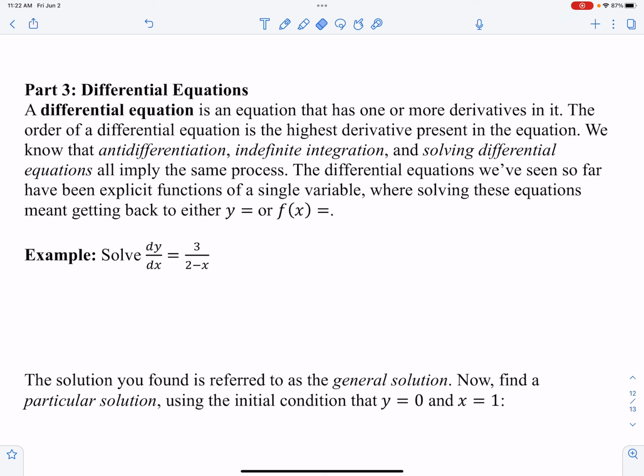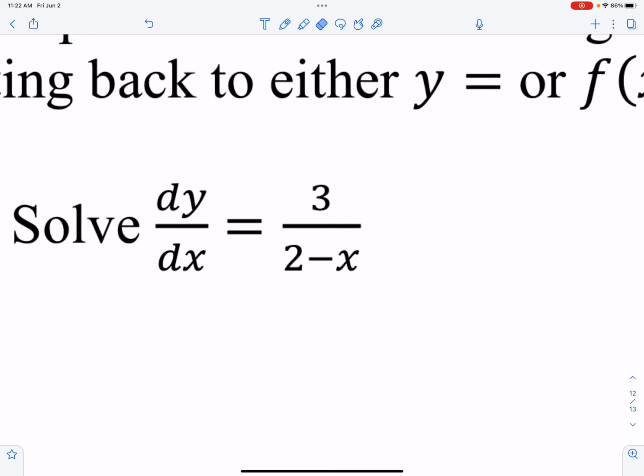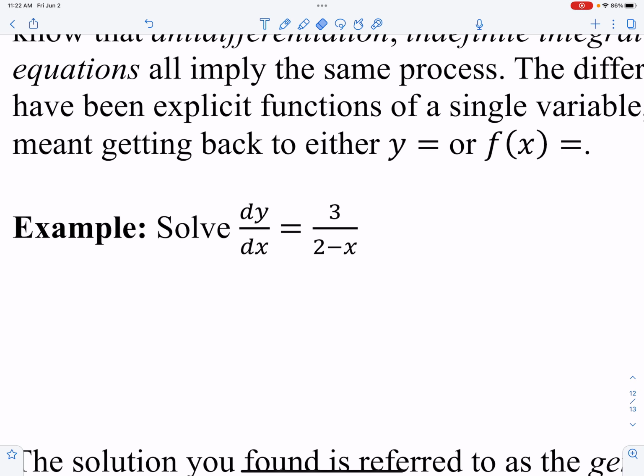The differential equations we've seen so far have been explicit functions of a single variable. Solving these equations meant getting back to the y equals or to the f of x equals. So given a derivative, finding its general antiderivative. So something like this. If we wanted to solve this equation and find its general antiderivative, we can just think about integrating 3 over 2 minus x, and that would be getting us back to y equals. So y equals would be equal to the integral of 3 over 2 minus x dx.